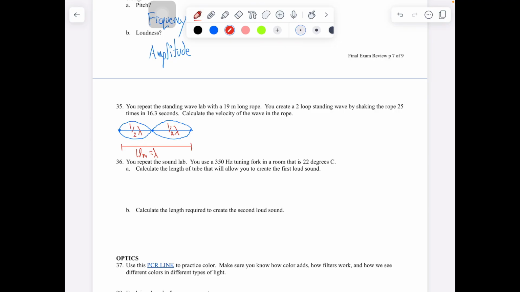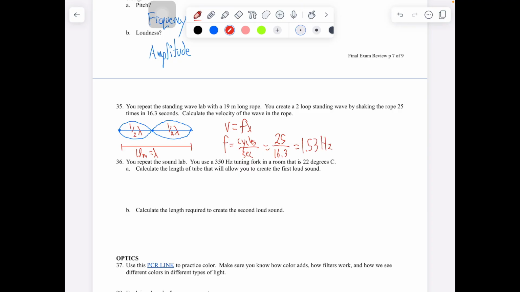Calculate the velocity. Well, velocity is frequency times wavelength. We already have the wavelength. We just need the frequency. Frequency is cycles per second. Well, we're shaking the rope 25 times. That's our number of cycles in 16.3 seconds. If we go ahead and do this math, 25 divided by 16.3, we get 1.53 hertz for our frequency.